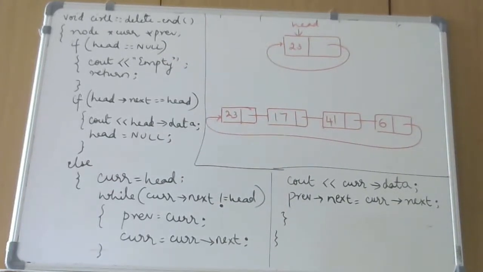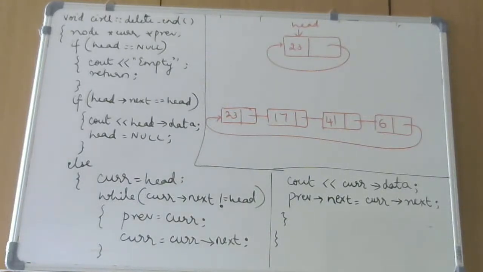Hello students, in the last video session we had seen how we can delete at the beginning and we also saw different operations of insertion. So in this video session let me tell you how we can delete at the end of the circular linked list. Suppose I want to delete the last node, then what are the conditions that we have to check.